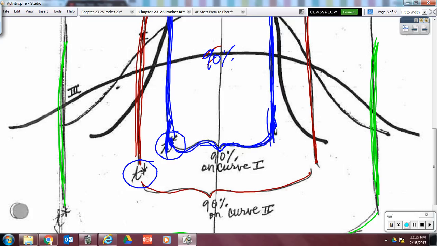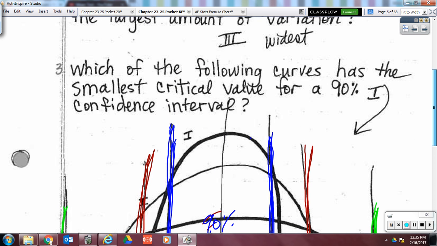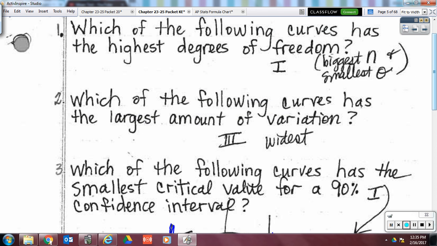Second one. The red ones are a bigger T star than the blue ones. Good. Likewise, how about our third curve that is most spread out? The T stars are the farthest out. So now, answer the question, which one has the smallest critical values? 1. Very good. So 1 has the smallest critical values. Okay, very good. So that's your basic understanding of those concepts.